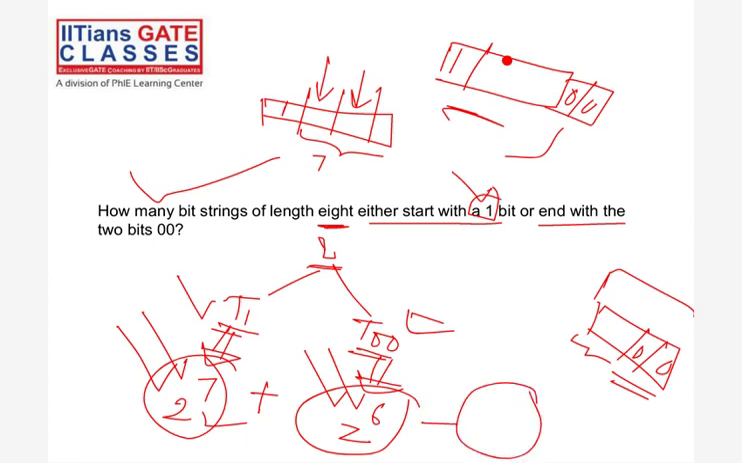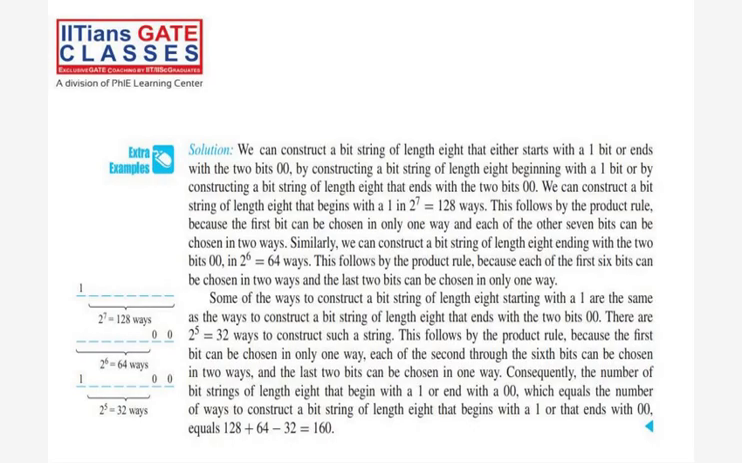Now how many strings are there which start with 1 and end with 00? You know that it is 2 power 5, because there are 5 places you can fill in 2 power 5 ways. So we will just subtract 2 power 5. Now this will be our final answer. So this is the solution. You can just refer to this solution, this is the complete detailed solution.